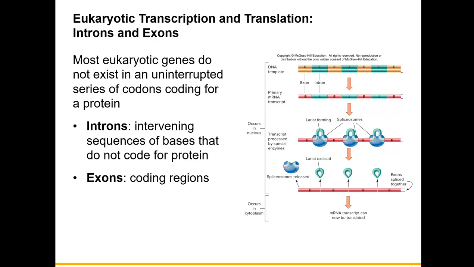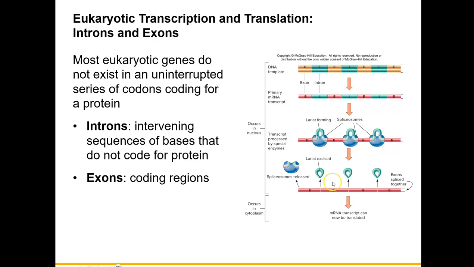So what happens here is most eukaryotic genes don't exist as an uninterrupted series of codons. The introns don't code for protein. That doesn't mean they're not important, but they just don't code for the protein that's needed. So those are excised, or taken out, before they can be made into a transcript that can be translated. So the mRNA is just a series of exons, which are the coding regions for the proteins.